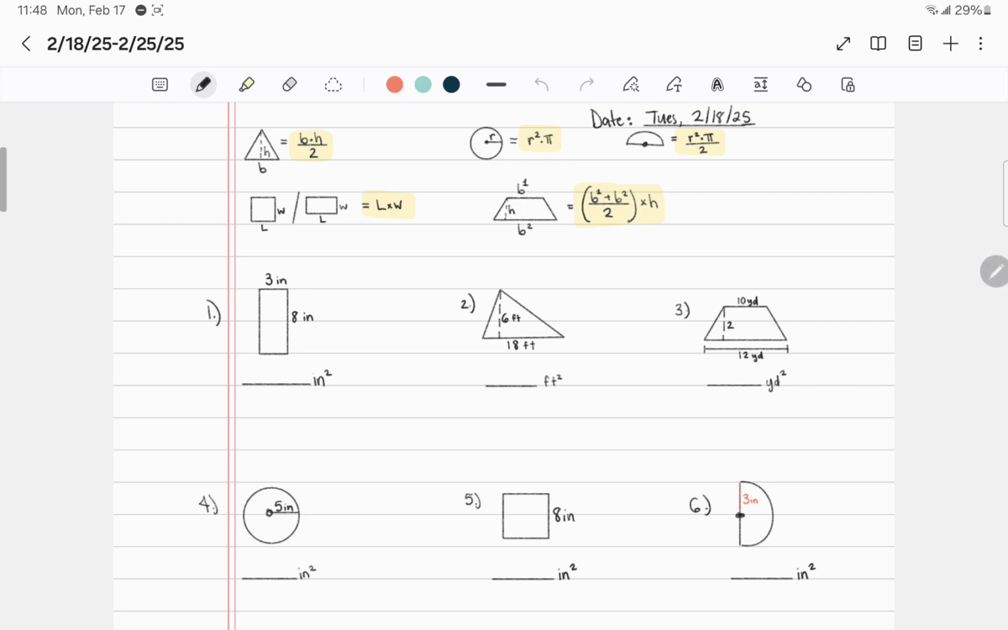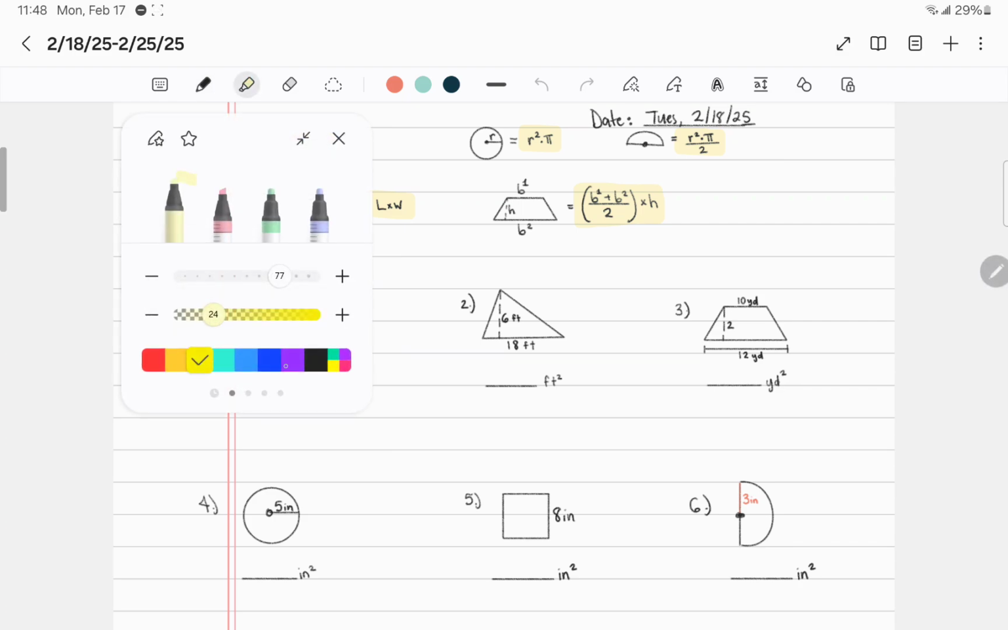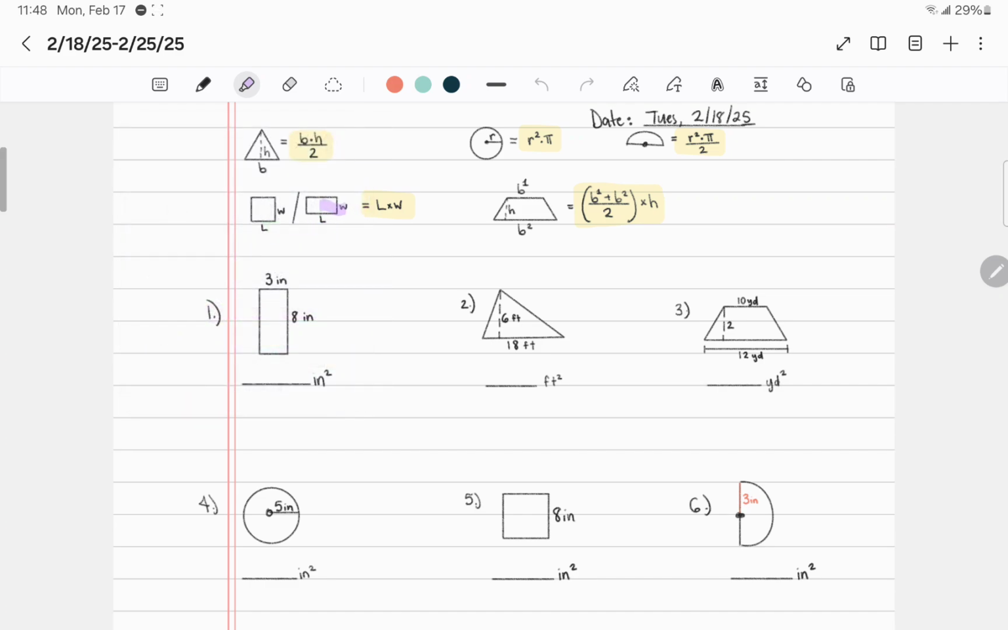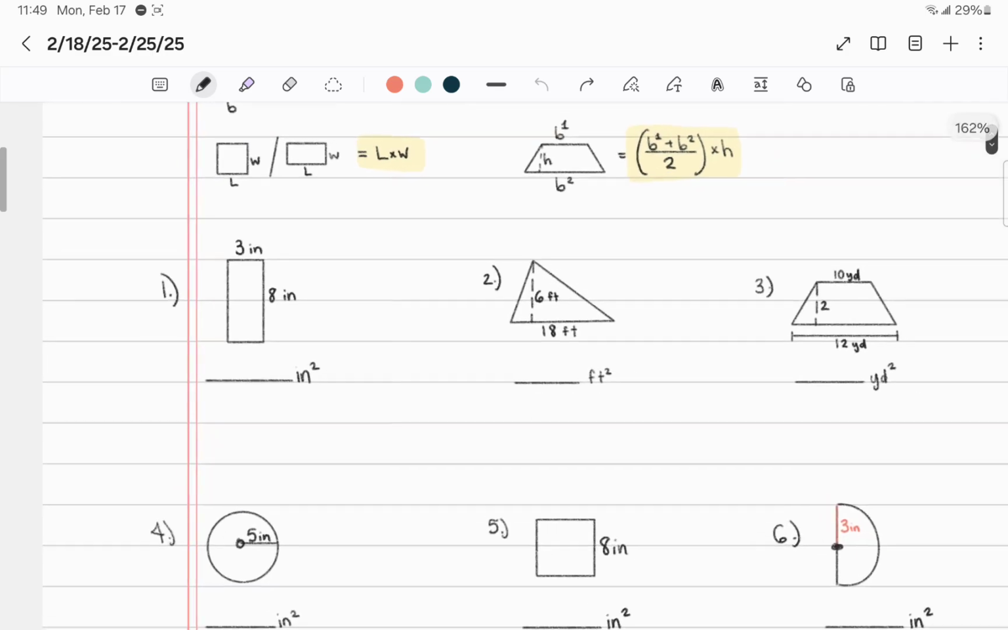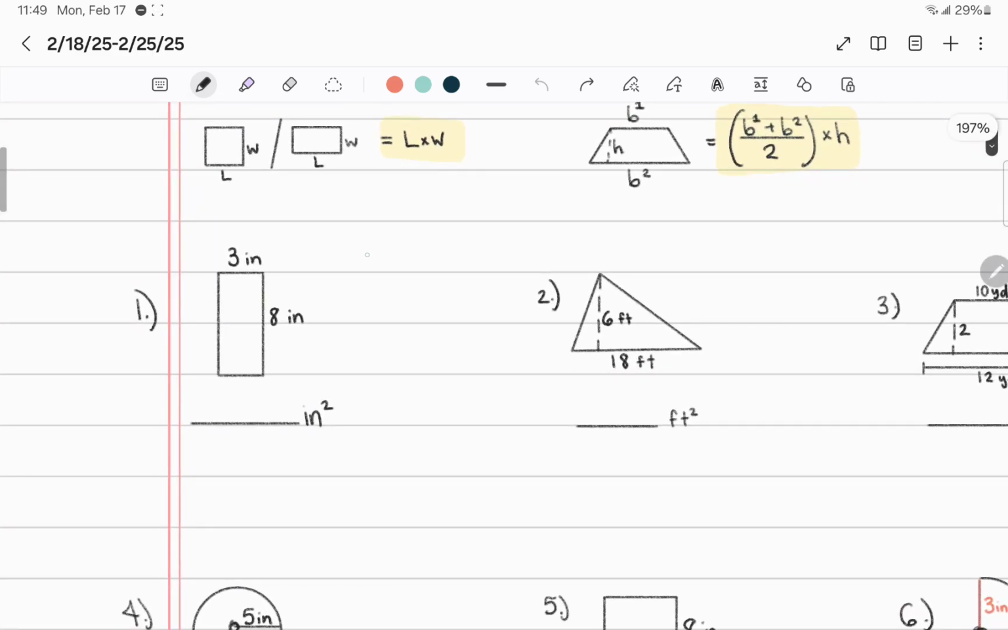So for rectangle, remember that each shape has its own formula. So rectangle and square have the same formula. So this first one is our rectangle. Your formula is right here, length times width. So we just do 8 times 3. It doesn't matter the order you do it in, because you just multiply the two numbers, but you can do it 8 times 3 or 3 times 8 and it'd be the same thing. So it would just be 3 times 8.